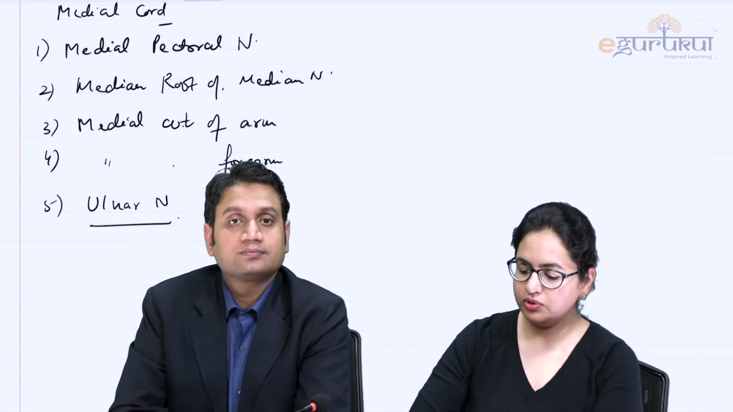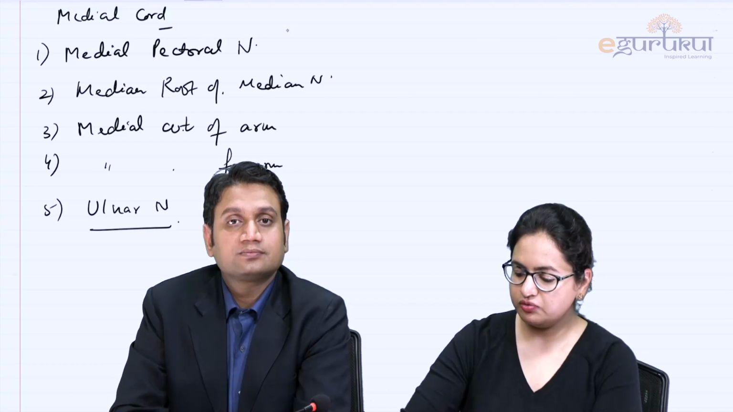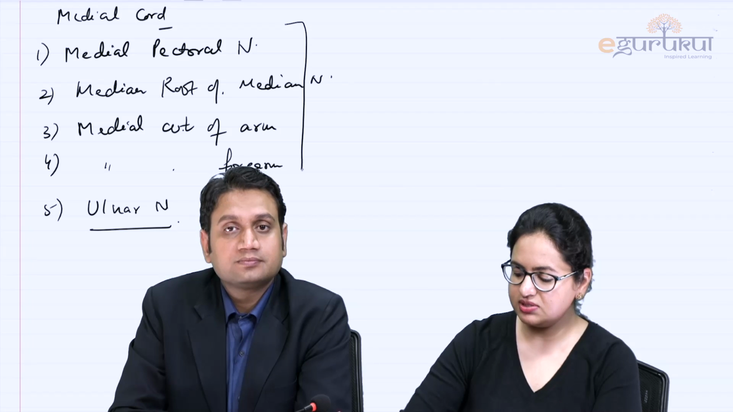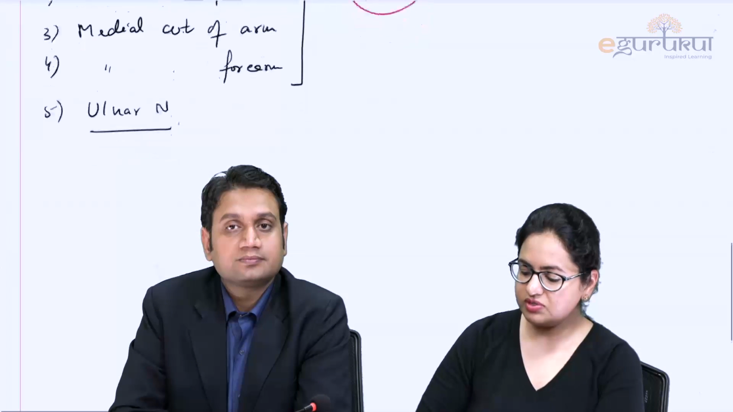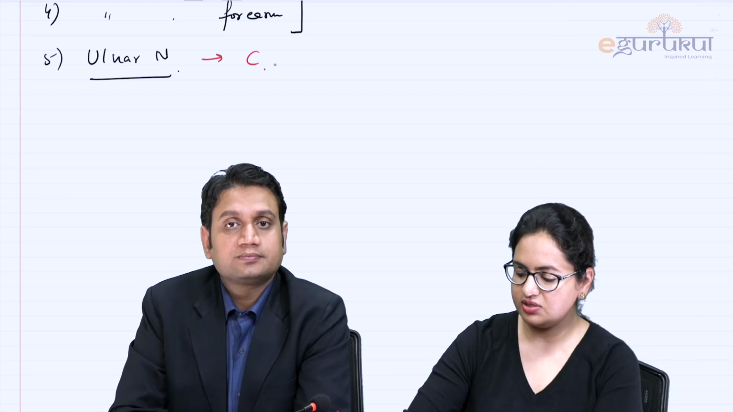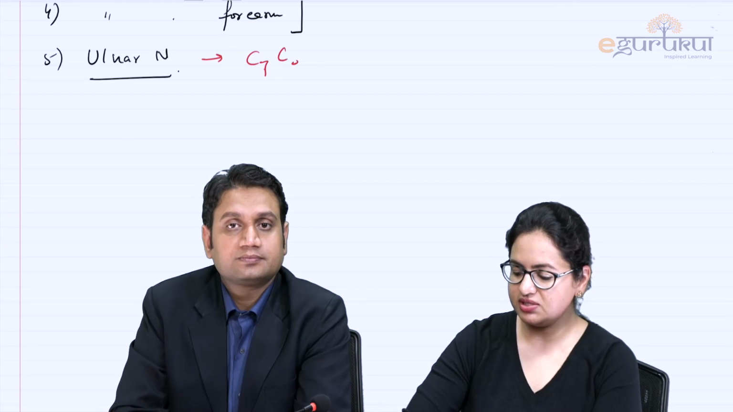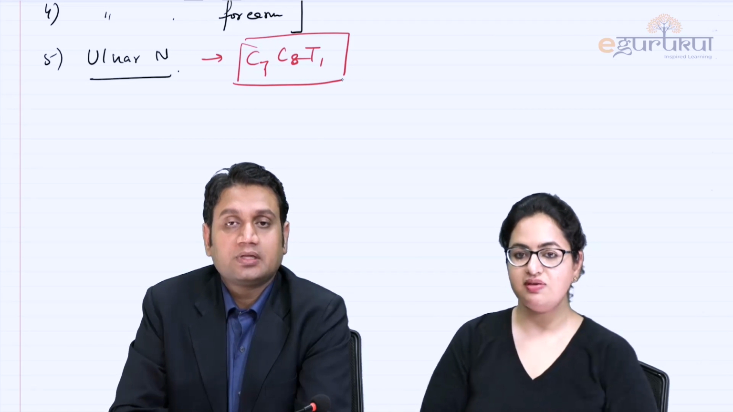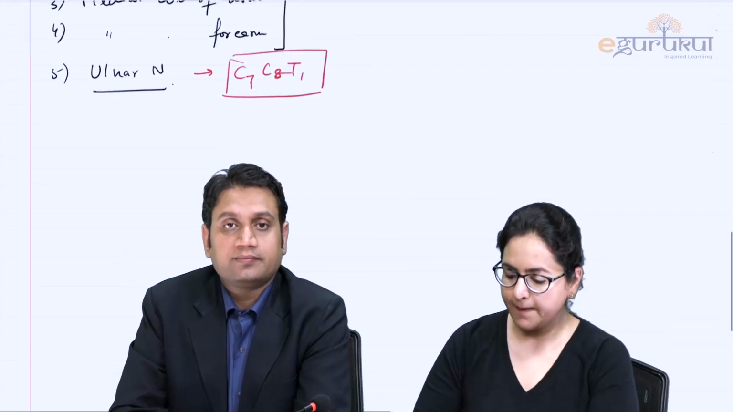Now over here, if we talk about the root values, all the nerves over here have the root value C8 and T1. Only the ulnar nerve has root value C7, C8 and T1, because it gets a communicating branch from C7. So therefore the root value is C7, C8 and T1.